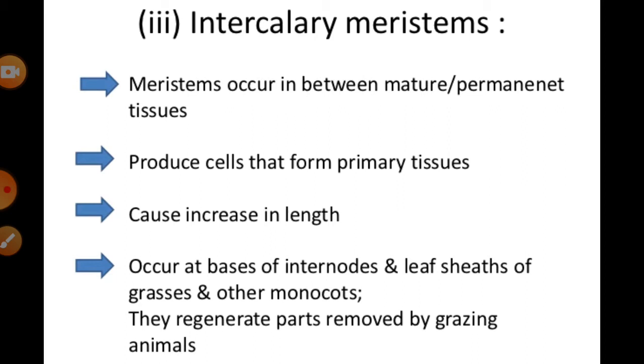Generally, we can say this tissue occurs or is found between the mature tissues, right? It always occurs between the mature and the permanent tissue, so that's why it is known as intercalary meristem. And we can say they occur in grasses, regenerating parts removed by grazing herbivores. Generally, it is capable of increasing the length of those grazed parts, so the grasses are able to grow.